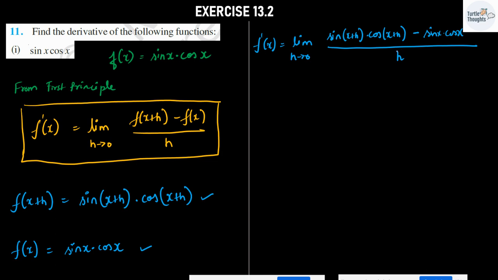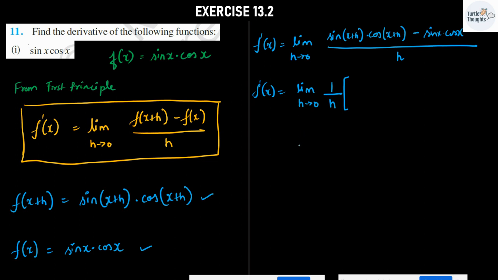Right? Yes? Okay. Now I can take out h. Since h is common, I can write limit of h tending to 0 1 over h multiplied by, here I have sin x plus h and here I have cos x plus h. Right?